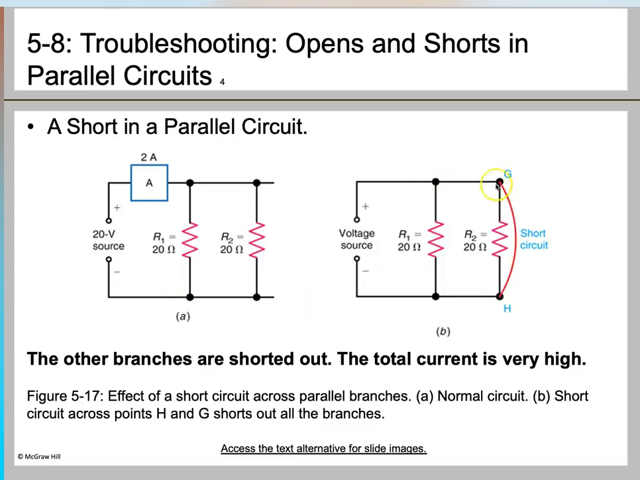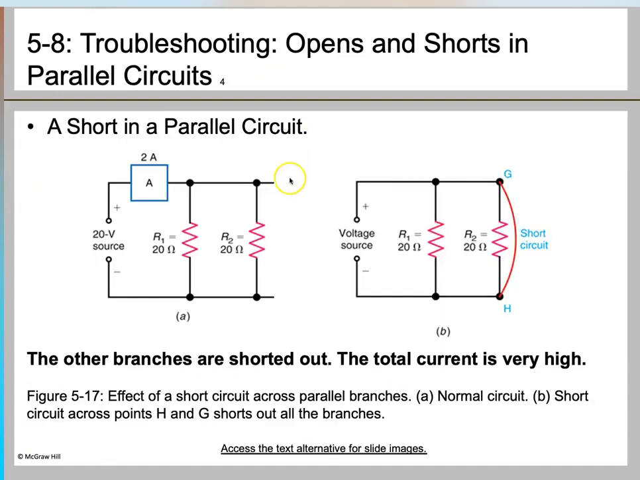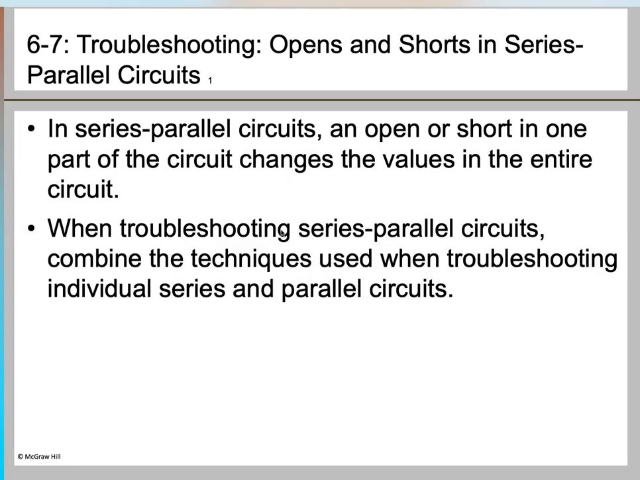This shorted branch basically shorts the entire circuit, because now current will flow through this and avoid these two resistances. So current does not flow in the branches that are not shorted. They are bypassed by the short circuit path that has zero resistance. This is what we learned from this circuit. This was the parallel circuit, and we saw the short circuit condition. Now moving on to the series parallel circuit, and we will see the effect of opens and shorts in these circuits.